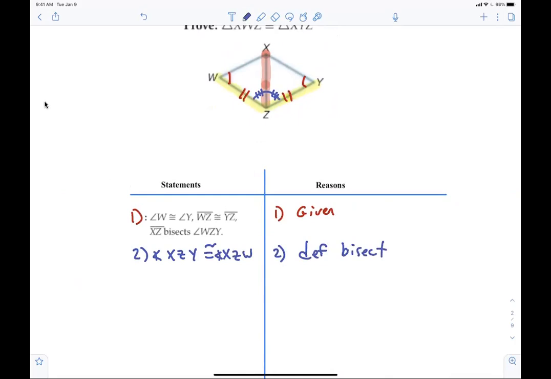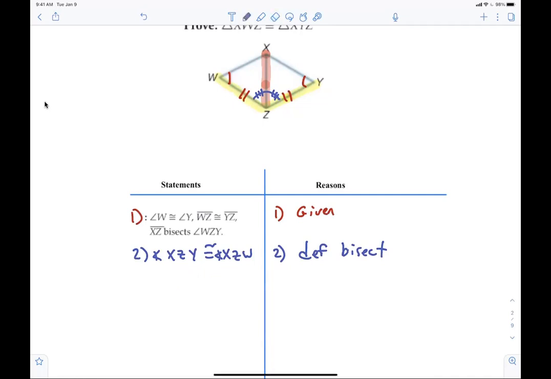Could you also flip it around and say it the other way? Yes, I don't care how you label it, as long as it's Y, Z, X, as long as Z is in the middle. And you can also switch these angles. You can turn it around. Okay, you write it.